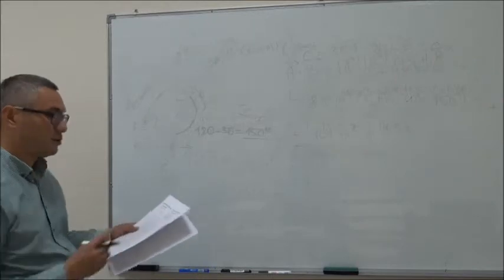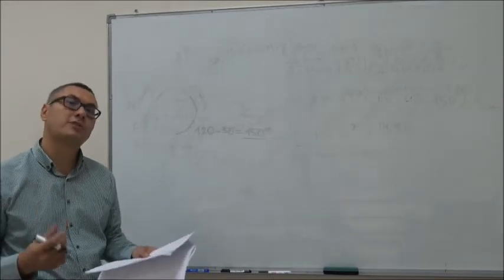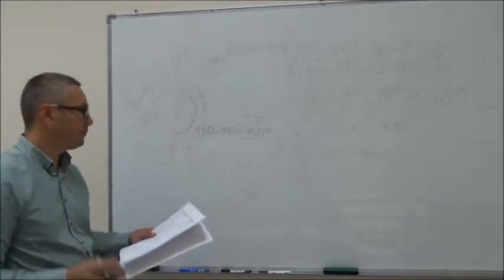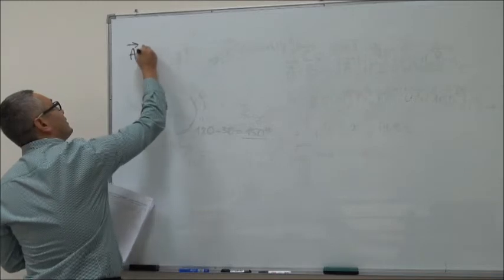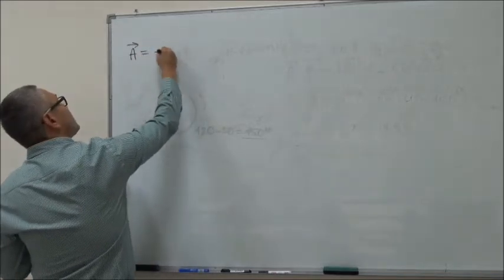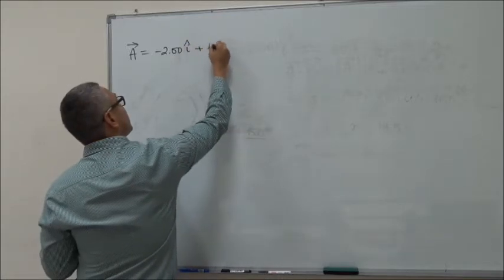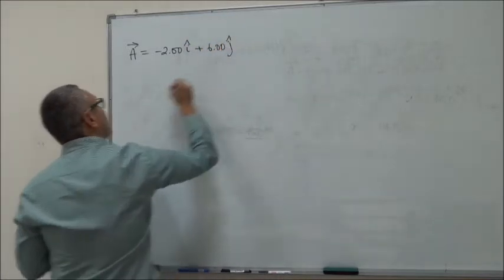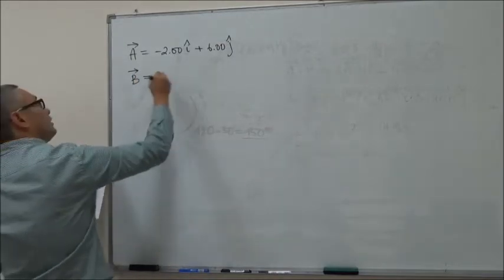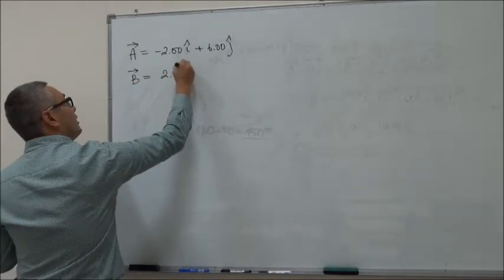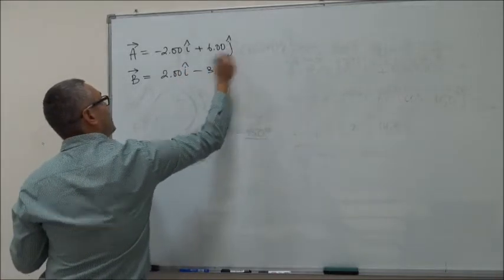In this exercise, we are given two vectors, A and B, in algebraic form, and we need to find the angle between them. So let's write down the vectors first. The A vector is given to be minus 2i plus 6j, and then the B vector is equal to 2i minus 3j.